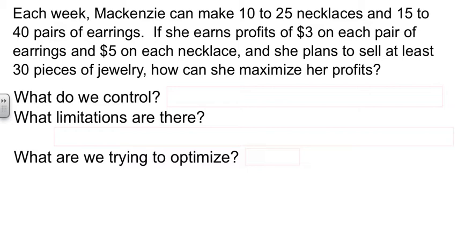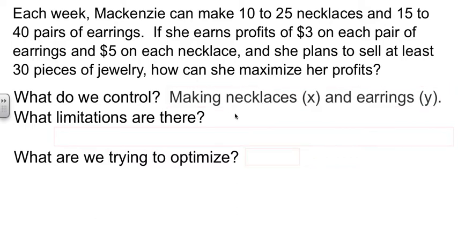Let's look at what we've got. What do we have control over? What does she have control over? She has control over making necklaces and earrings. So those are going to be my variables. I called necklaces X and earrings Y. You could use N and E or whatever. I used X and Y so that it fits with my graphing a little easier. So those are the variables.